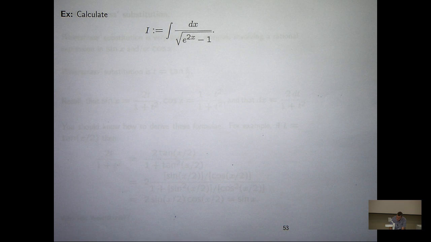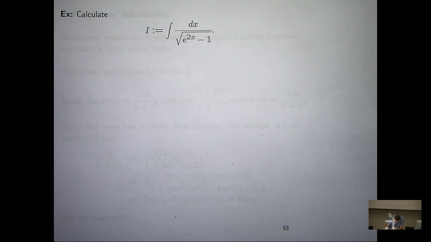All right, here we're asked to integrate the following expression. Similar principles can be applied here. We need to come up with some substitution to make the integrand, the thing we're integrating, a rational function. Any suggestions? u equals e to the x.